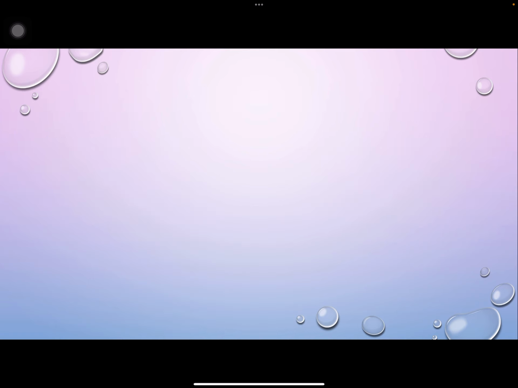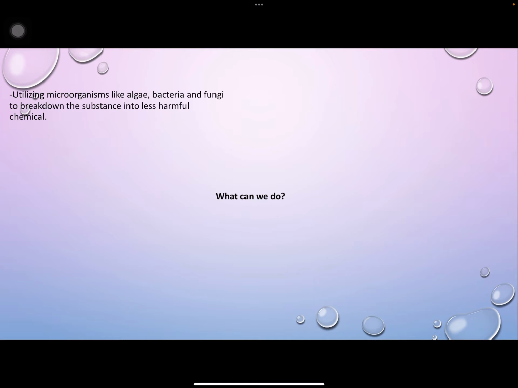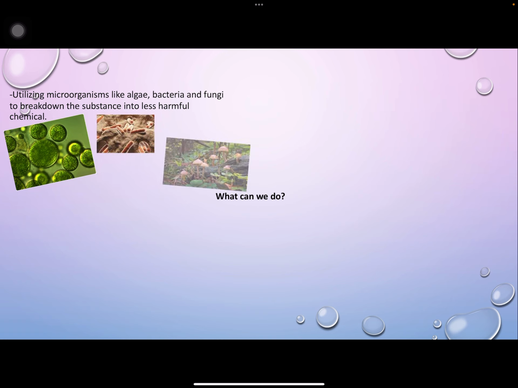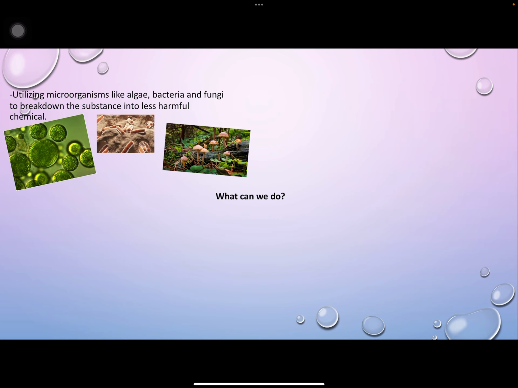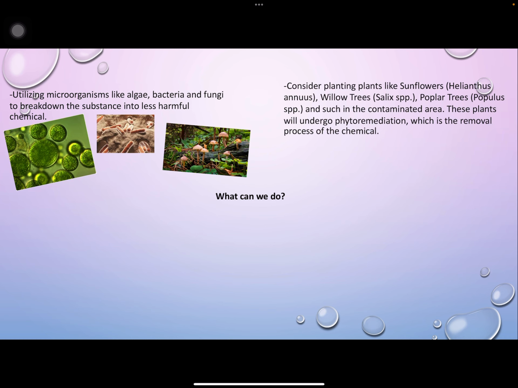Now, knowing its impact, how can we deal with it? What can we do? First of all, we can start by utilizing microorganisms like algae, bacteria, and fungi to break down the substance into less harmful chemicals. This process is called bioremediation. The next method is similar to the first one that I mentioned, but this one uses plant species like sunflowers, willow trees, and such.